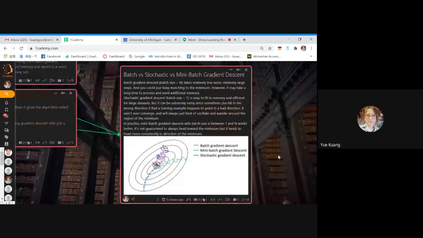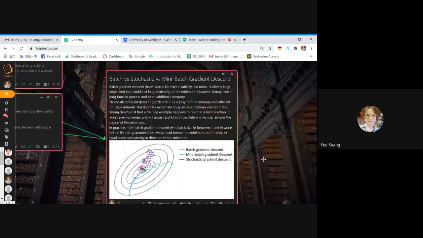So here is a comparison between the batch gradient descent, stochastic gradient descent, and the mini batch gradient descent. You can see here, the blue line is the batch gradient descent. It takes relatively low noise and relatively large steps, and you could just keep marching to the minimum. However, it may take a long time to process and need additional memory.